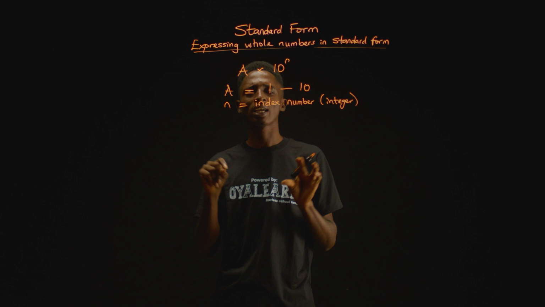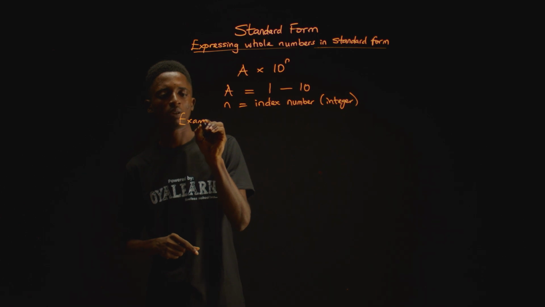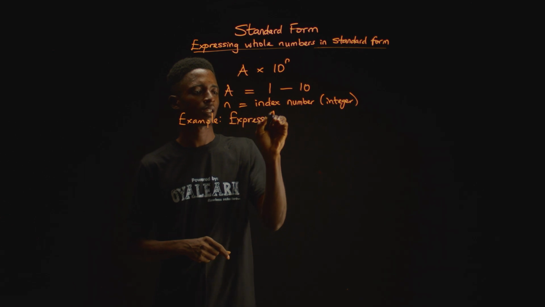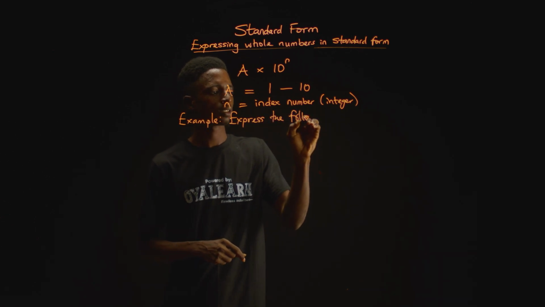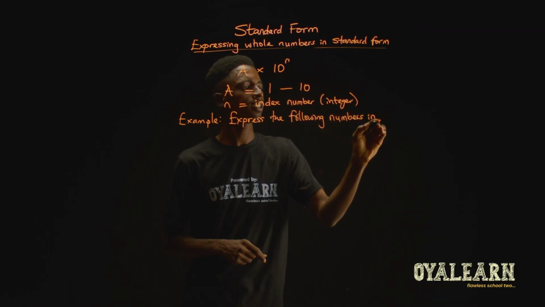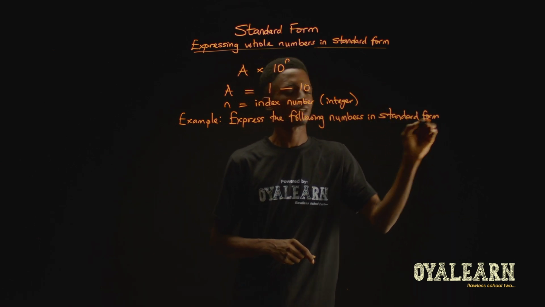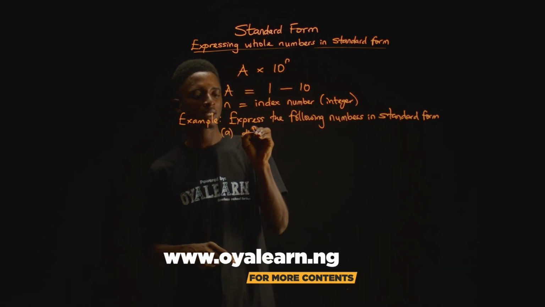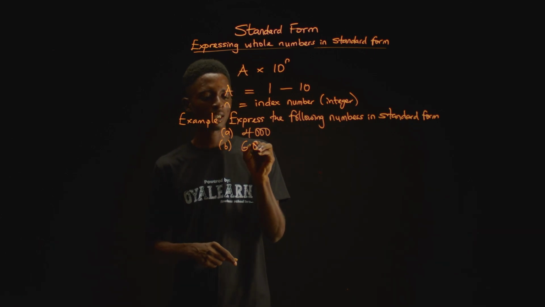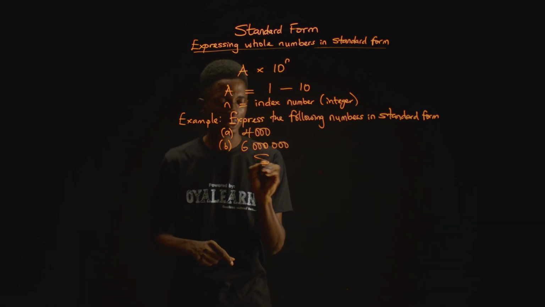Now let's look at how we can express a whole number in standard form with an example. So example, express the following numbers in standard form. So for the first one, we will express 4,000 in standard form. And then for the second, we'll express 6 million in standard form. So let's do this. Solution.